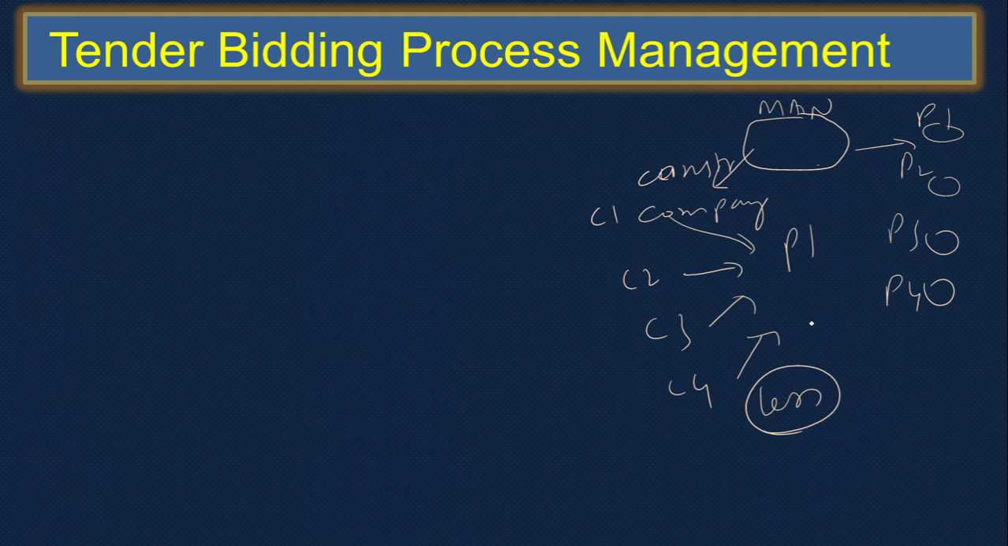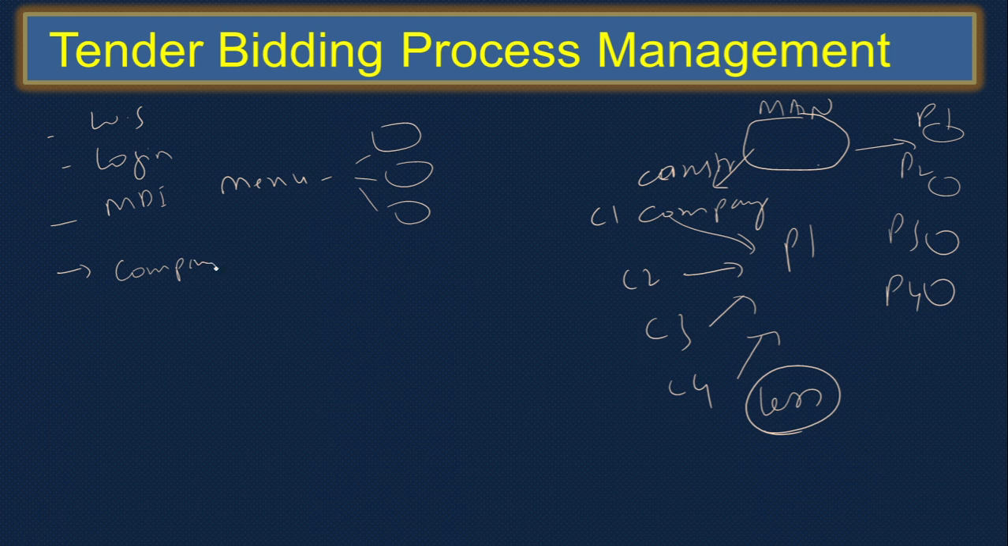Now how do we do it as a project? We start with a welcome screen, then a login form, then an MDI form, where MDI stands for multiple document interface. There you can have a menu, so that we can navigate between the different forms. What are the main forms? Here the customers are companies, so company details, which are the bidders.